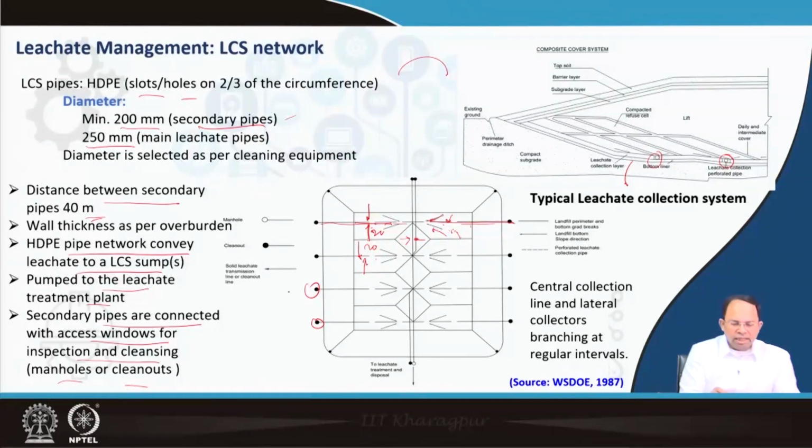Sometimes we also provide manholes so that we can inspect the condition in the line. The manholes of course come from the top, so from there we can see what is there. So we have also given access to this pipe network. As you can see in this image, there is a central collection line and lateral collectors branching at regular intervals. That is how the leachate collection network has to be designed for a landfill.